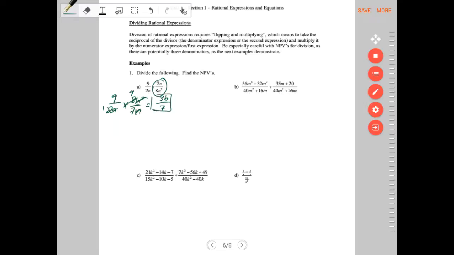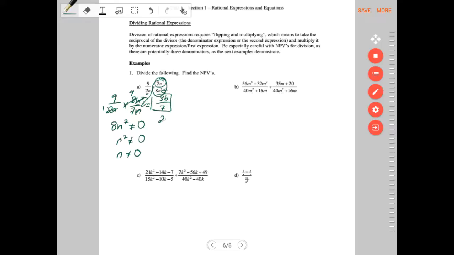Now, of course, I have letters in the denominator, so I need to find the non-permissible values. I have 2n, I have 8n squared, but this 7n, if you'll notice, also ends up in the denominator. So I have to find it for all of them. Fortunately, they're all monomials, so it really doesn't matter which one I pick. I'm going to get the same value for n. Divide both sides by 8. I get n squared cannot be 0. And square root 0. n cannot equal 0.